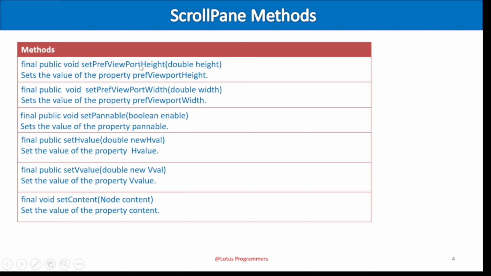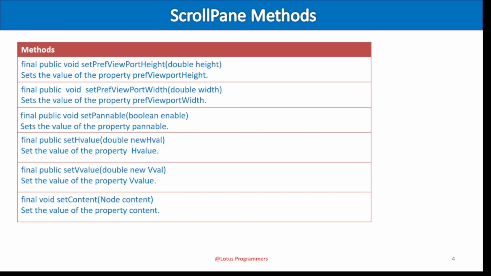The set preferred viewport height method defines the height of the scroll pane. The set preferred viewport width method defines the width of the complete viewport. In the same way, if you would like to set the horizontal scroll pane value, we have to call the set h value method. In order to set the vertical scroll pane value, we have to call the set v value method. In order to set the component to the scroll pane, once after creation of the scroll pane object, we have to call the set content method.